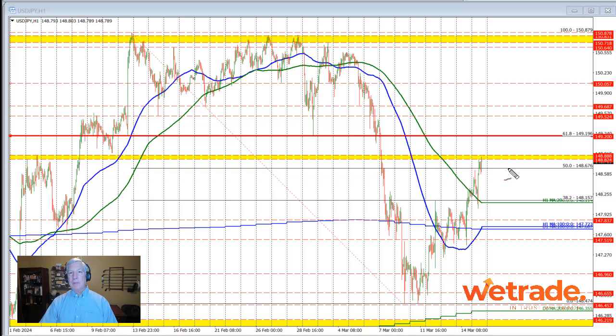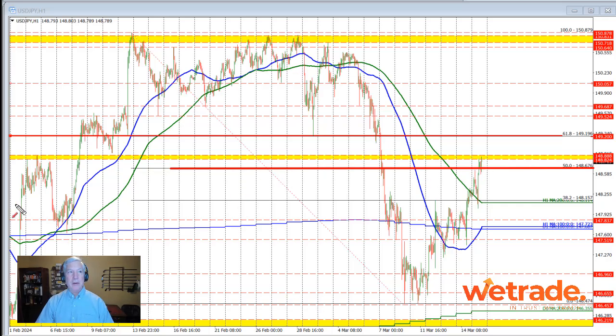So we've since moved back above the 50% retracement level, which I held earlier, and that is going to be a close level of support now for this pair. If the price can stay, especially since we're making new highs here, if the price can stay above the 148.67 level, that's more bullish for this pair.